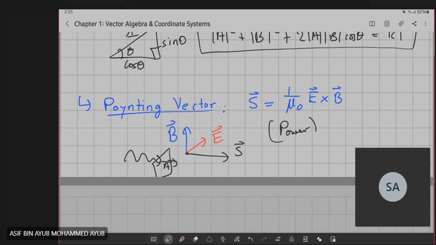Another one that is quite familiar to you is torque. Torque is the cross product between the position and the force that is acting on the object.